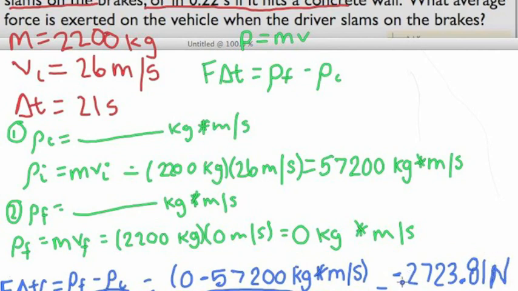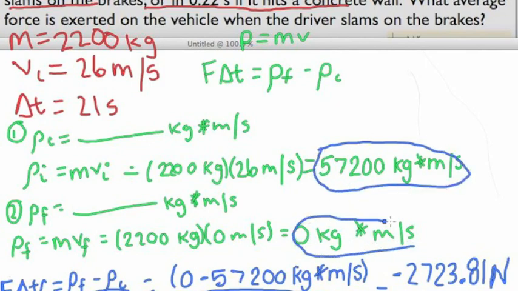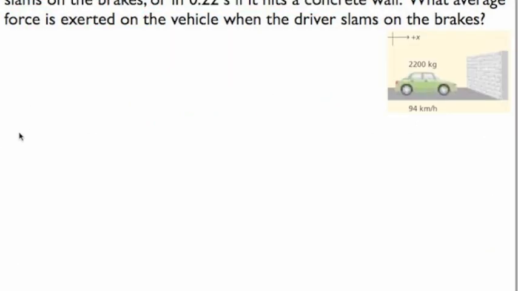Okay, so this is how you can find the force exerted on the driver when he's just braking gently. Okay, so a couple of things you'll want to keep on your paper because we'll need them later: this 57,200 and this 0. And then, of course, your mass up here. So let's go to the next slide and see a couple of things. Let's go ahead and write down those things we got last time.